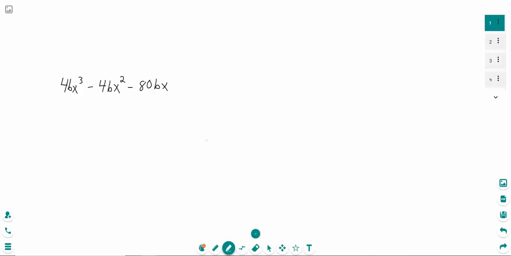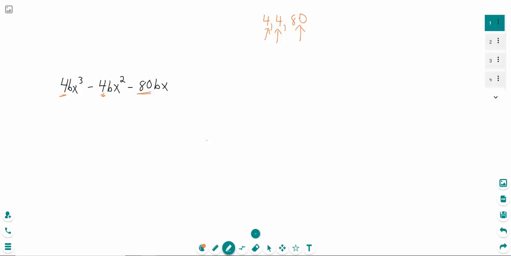All right, so we have 4bx cubed minus 4bx squared minus 80bx. Okay, so again, the first step, let's look for common factors. So let's look at our coefficients. That's usually a good place to start. I have a 4, I have a 4, and I have an 80. All right, do we have anything that's common between a 4 and an 80? Well, sure, 4, right? Because 4 can go into 4, and of course that means it can go into this 4, and 4 can also go into 80. All right, so 4 is a common factor of all three of these numbers.